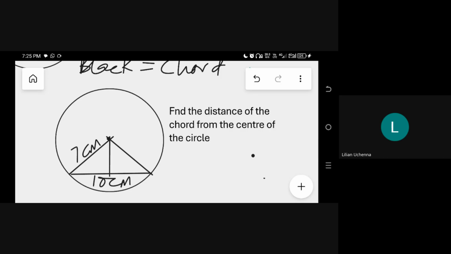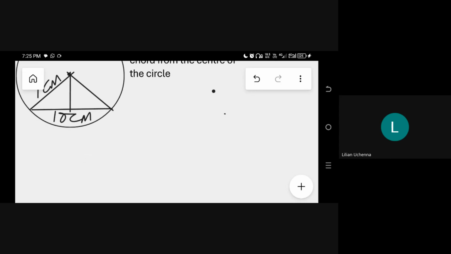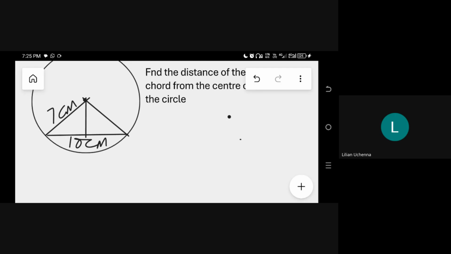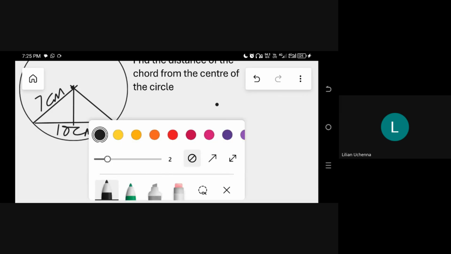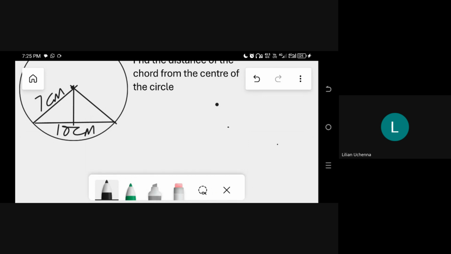Center of the circle at the top, chord at the bottom. Find the distance of the chord from the center of the circle. Look, this is an illustration. That's why we can't rush this, because this is something that you always find difficulty with, and I think it depends on how you're taught. Otherwise, there's nothing here you should have difficulties with.